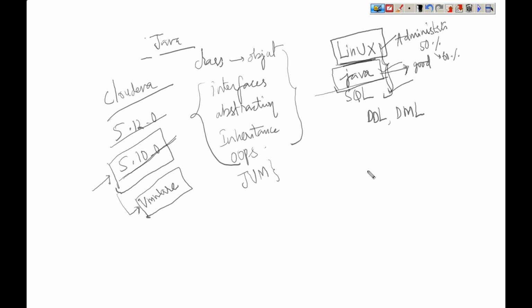For that, the system requirement is at least 10 GB of RAM. Make sure that you have 10 GB of RAM, without which this will not work.